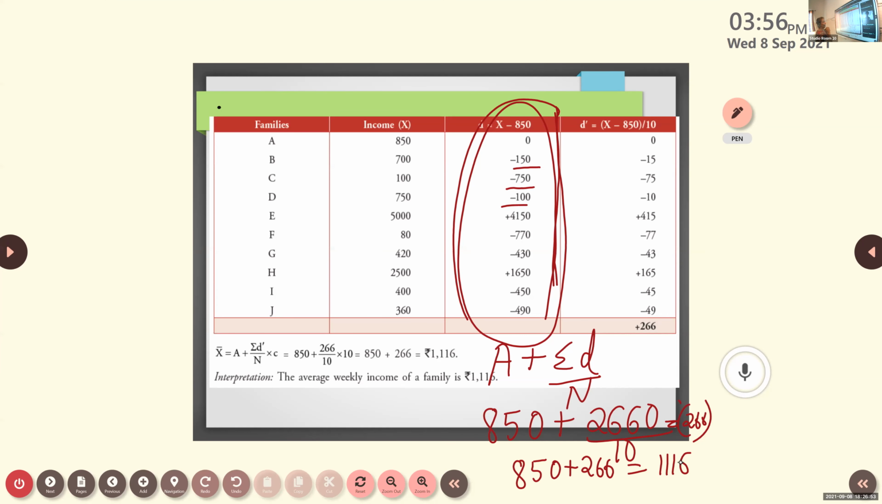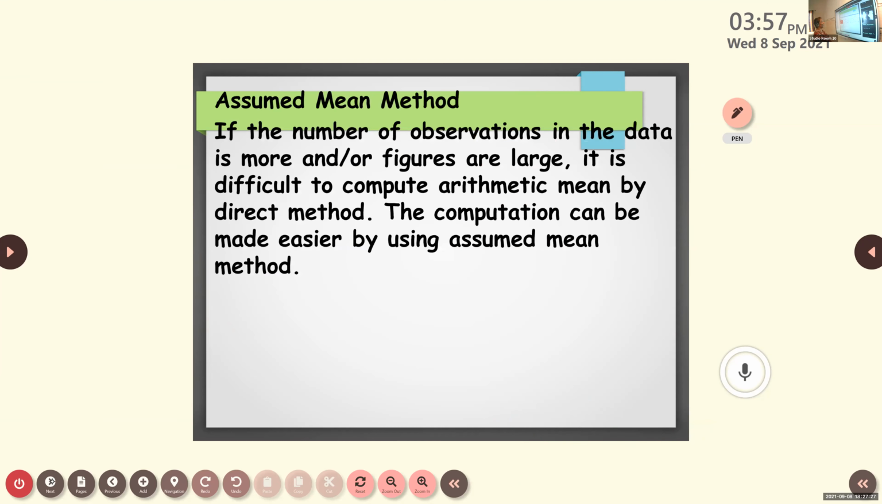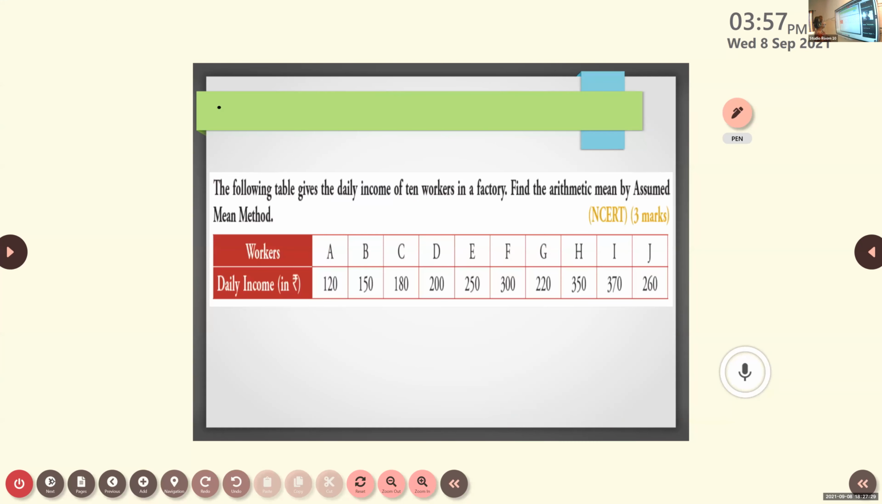In the same way, I'm giving you another question. Observations will be given. You have to take one assumed mean from the observations. Then find D. From every observation, you have to subtract the assumed mean, and total D. Then apply that in the formula. Okay, this is the question. You can write it down.